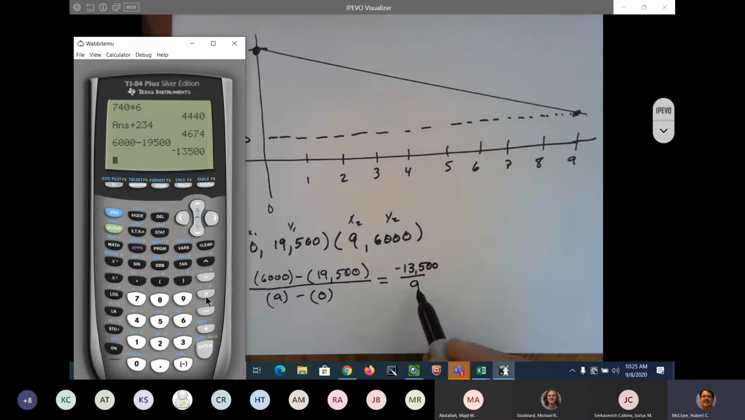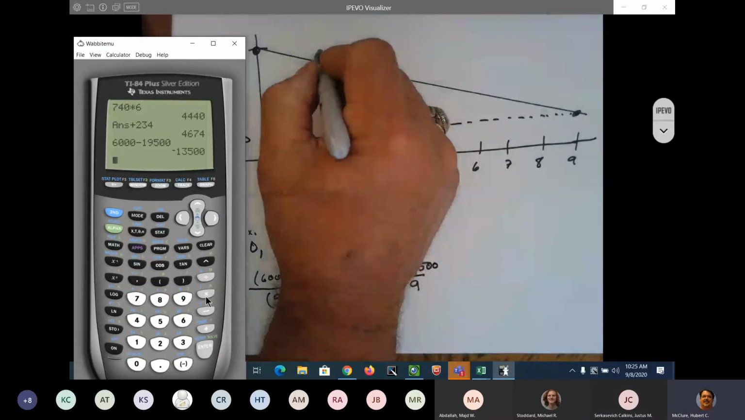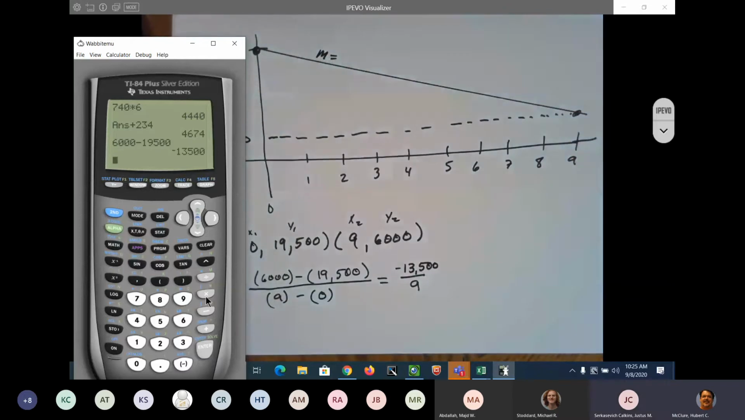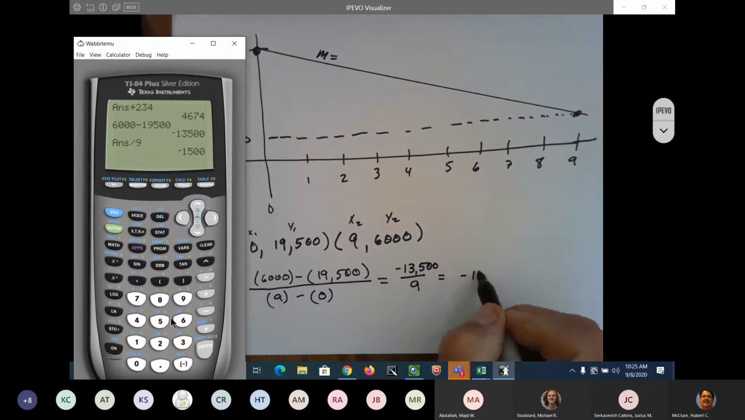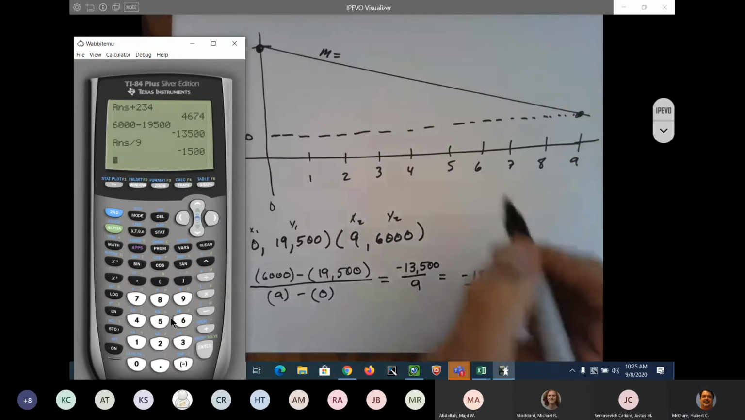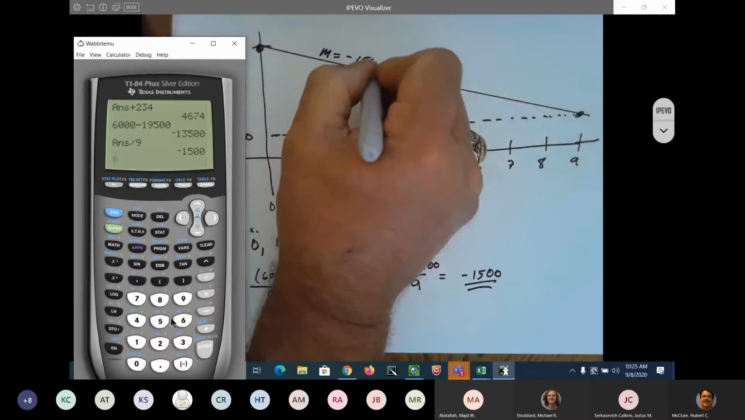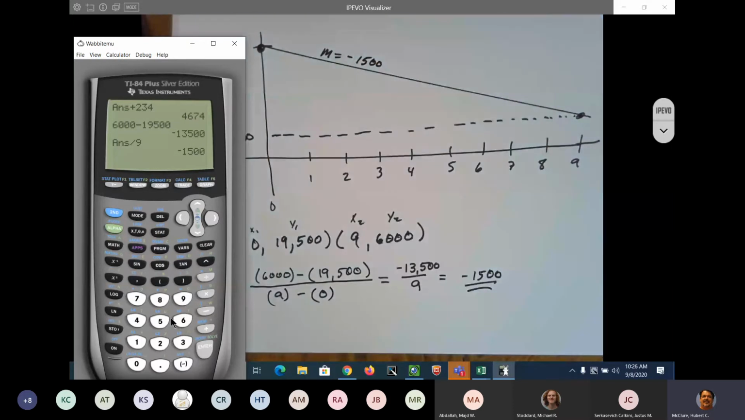So this is our new slope. The slope of this line is negative 13.5 divided by 9, negative 1,500. Now that's part one.